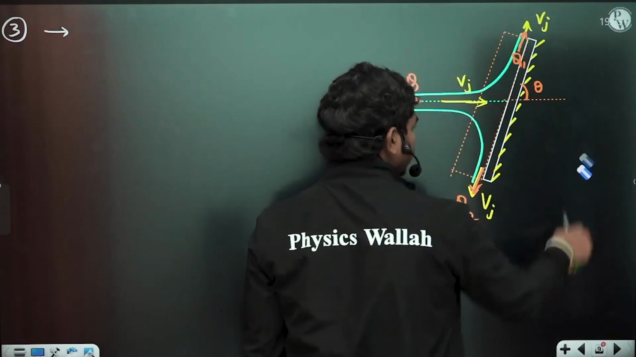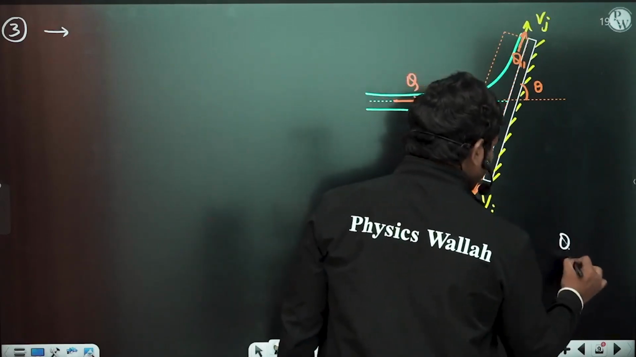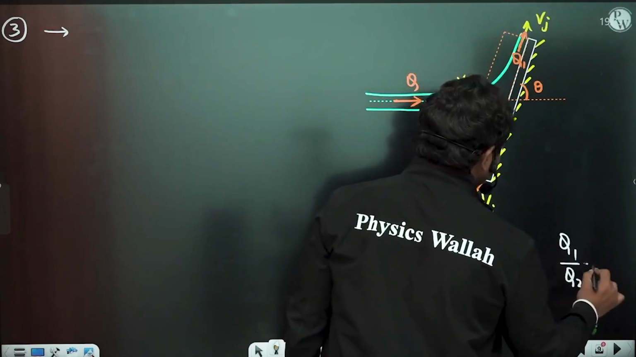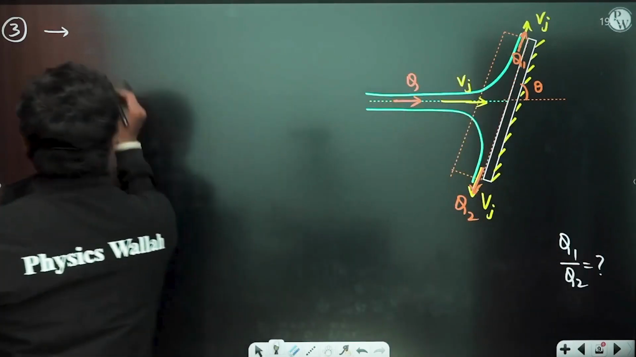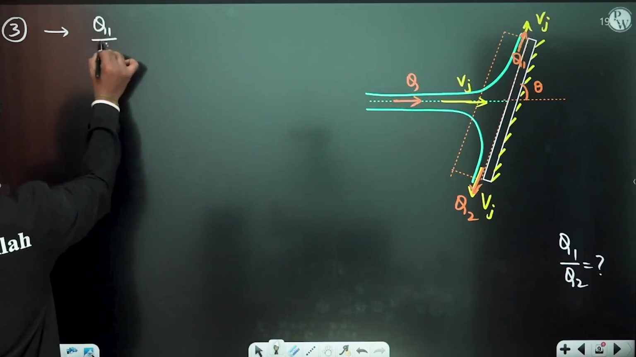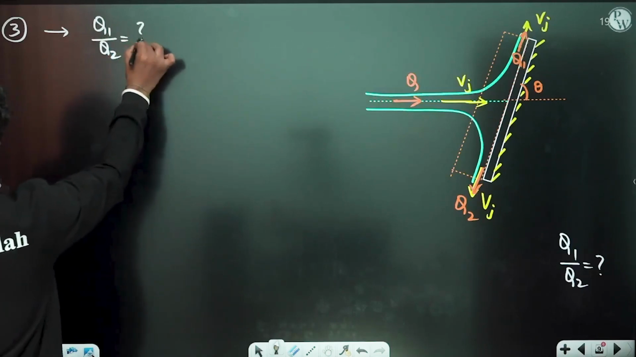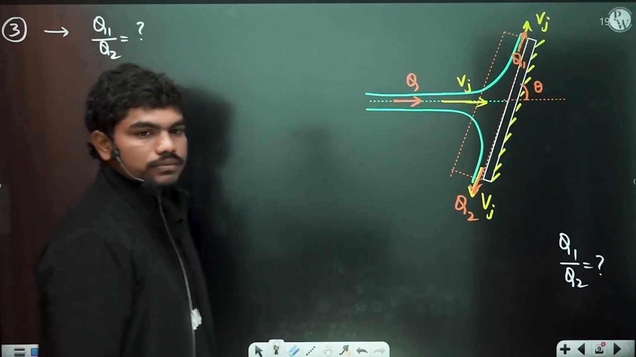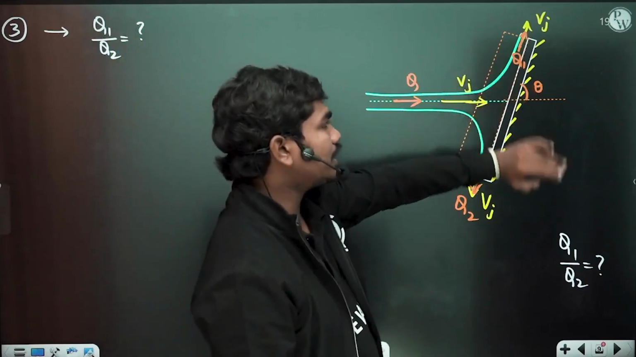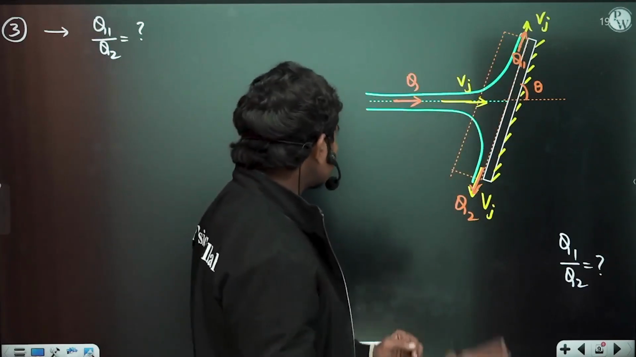Let us write this Q1 by Q2 somewhere here. What is the value of Q1 by Q2, okay? Let us write here also, Q1 by Q2 is how much? This is what we want, okay. So what is the ratio of this plate? And this plate is inclined at some angle theta to the horizontal. So now try to see this.